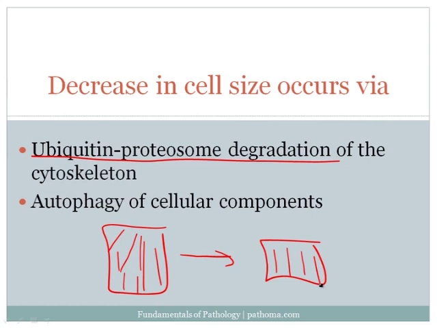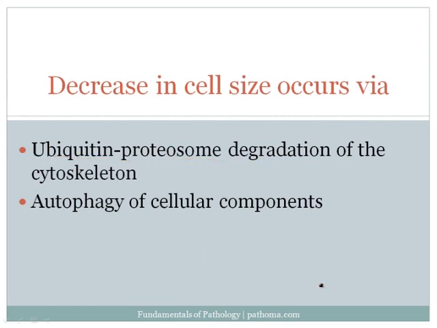Now, at the same time, in order for the cell to shrink in size from this size to, for example, this size, you're going to end up requiring fewer organelles within the cell. And so some of the cellular components are going to have to be consumed, and the mechanism by which cellular components are consumed is called autophagy.